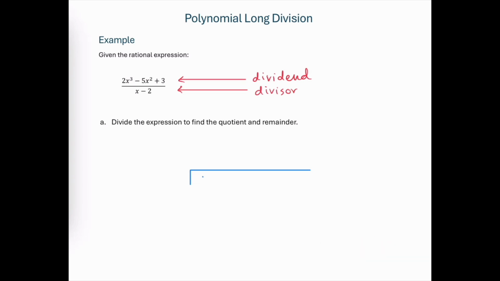So let's begin by putting the dividend underneath that division box. We have 2x cubed minus 5x squared. We're missing an x to the first power term, so let's leave a little bit of space here before we add the 3 at the end. Then we'll put our divisor, x minus 2, out here, and now we're ready to begin dividing. This process is very similar to long division with real numbers, with only a few minor differences.